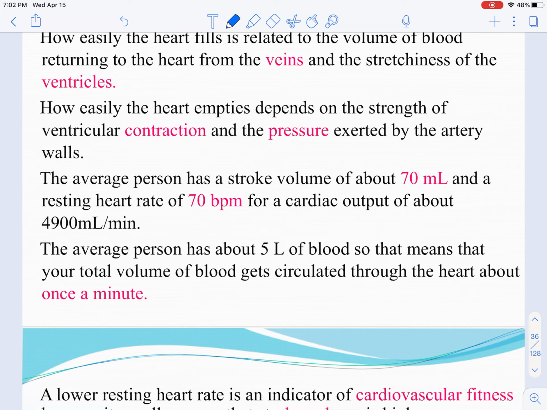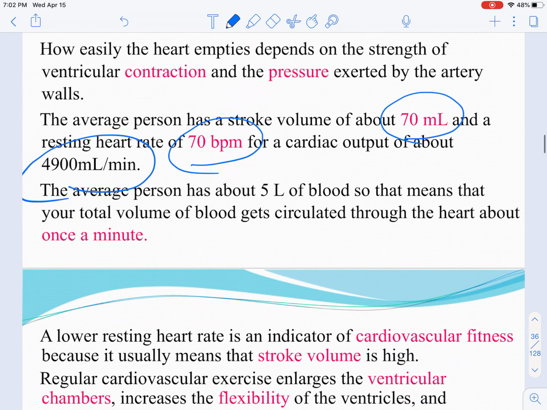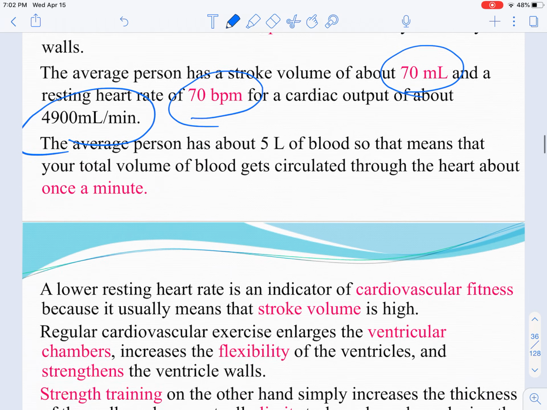So it says here that for an average person, about 70 milliliters comes out of your heart with every beat. And most people at rest have around a 70 beats per minute heart rate. That means that you're moving almost 5,000 milliliters, or close to 5 liters, of blood every minute from your heart. That is a lot. That is actually about how much blood your body has. So when you think about that, it means that all of the blood in your body moves through your heart every minute. And that's kind of fascinating trivia.